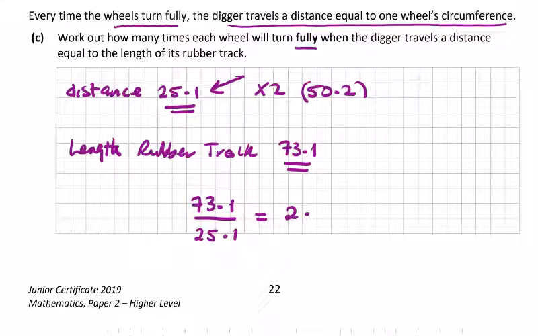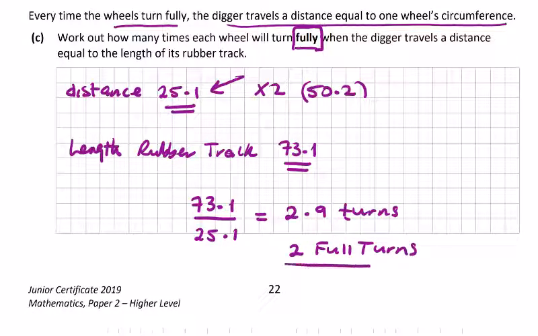It's giving me 2.9 turns, and if I don't read the question carefully, I may lose a mark. I've underlined it here, fully, so the full turns are actually only 2 full turns, just slightly less than 3. So I will jot that down underneath, 2 full turns, nearly 3. That's the end of question 10.